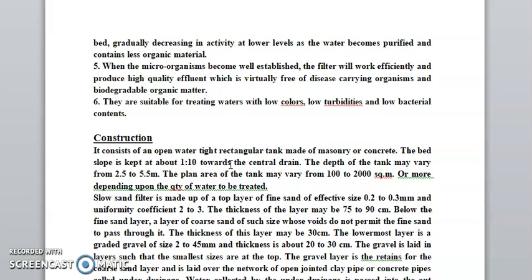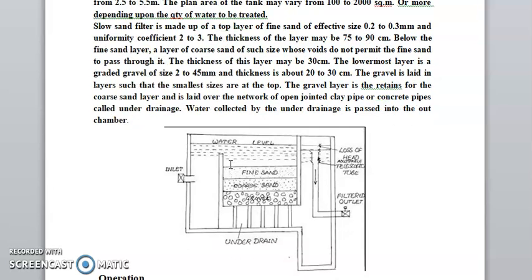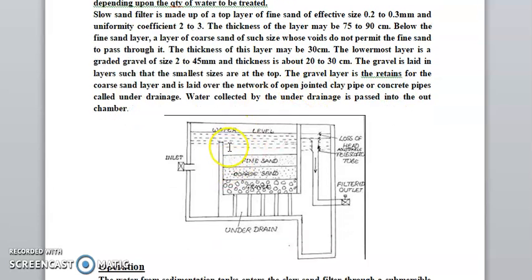The lowermost layer is the gravel layer. This is the floor. This is the inlet. There are the sand, fine sand, coarse sand, and aggregate layers. After filtration, the water is removed.